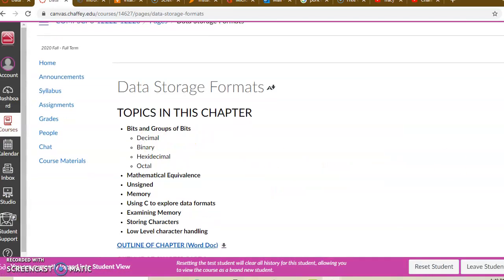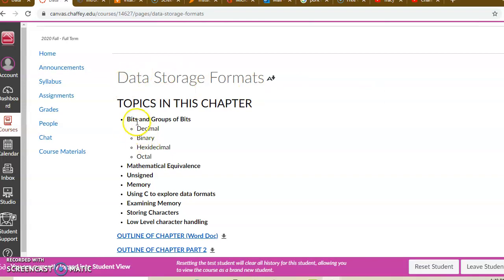The information covered in this chapter is bits and groups of bits, decimal, binary, hexadecimal, octal, and then examining how they are used in the mathematical equivalence of those numbers, what it means to be unsigned, and how that's incorporated into memory. So that's the stuff we talk about this week. Next week, we're going to be using C to explore those data formats and demonstrate data storage.